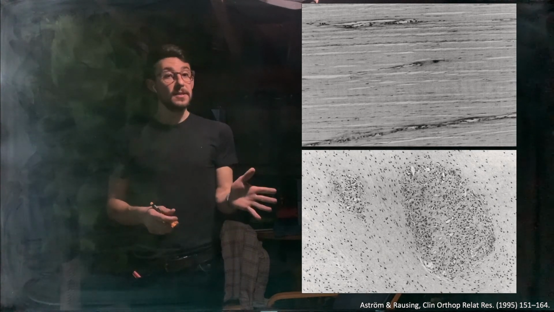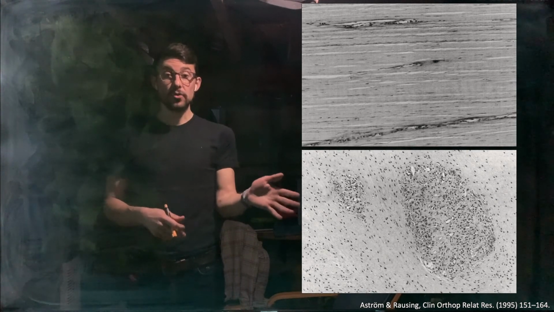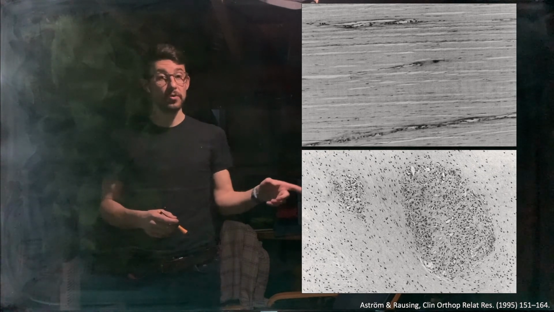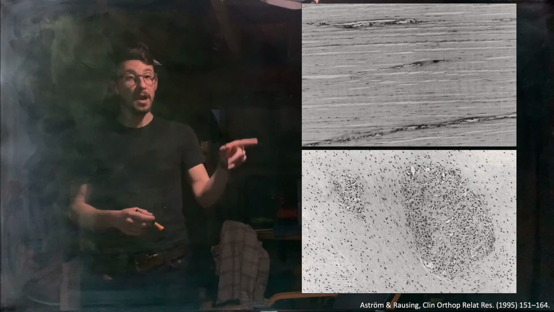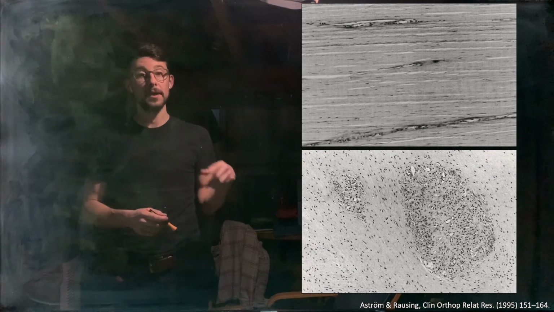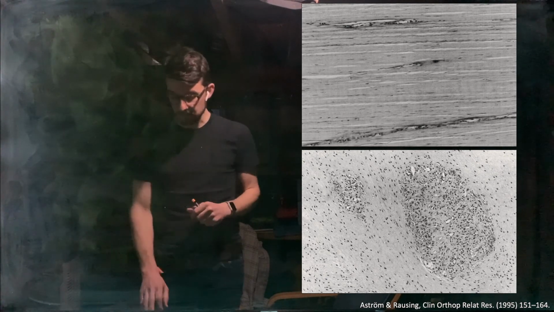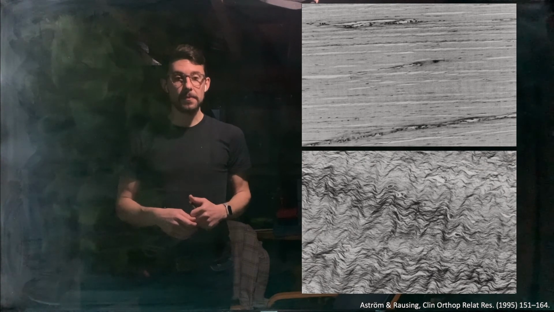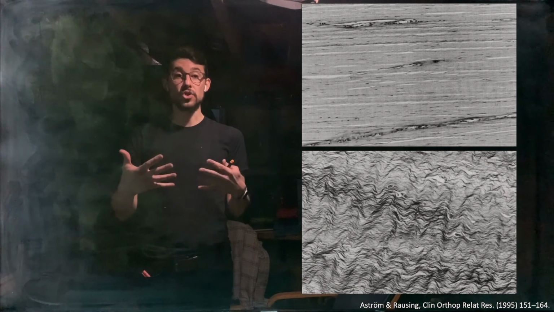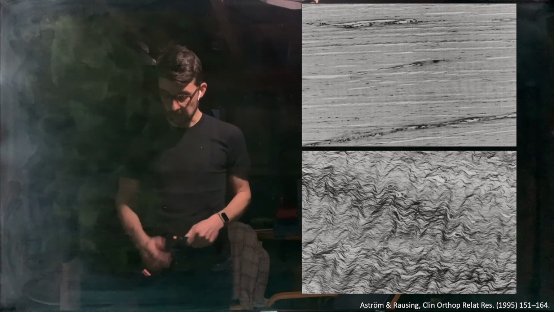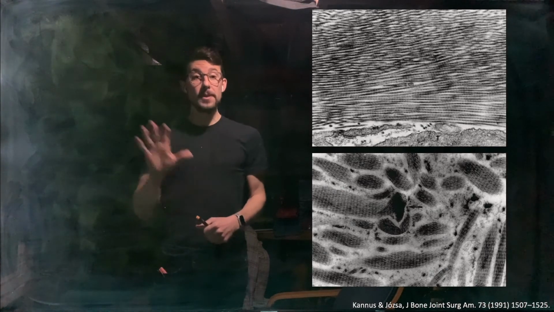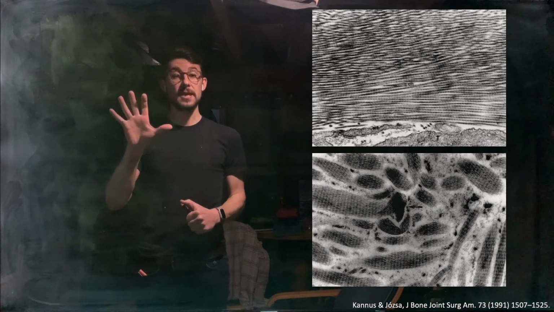You also tend to see neovascularization, or the ingrowth of new blood vessels into tendon, and those are shown down here in those hypercellular areas with lots of cells and a rounded morphology. And you see a general breakdown of the collagen structure as well. And this is all at the micro scale. Some people have also looked at changes in tendinopathy at the nanoscale.